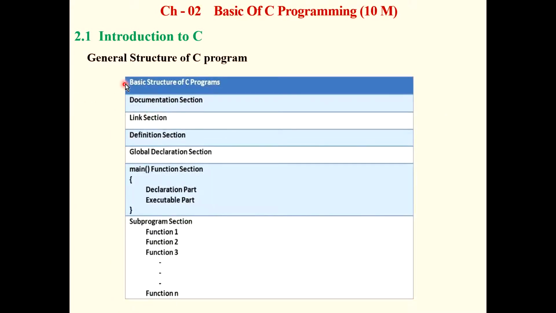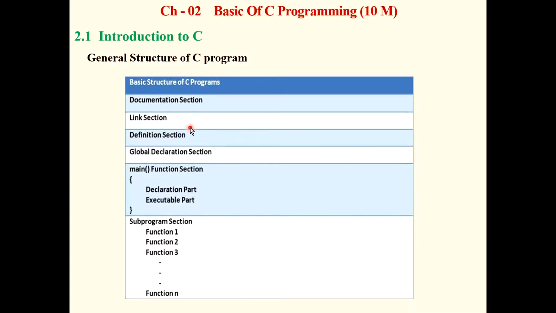Okay, then next we see the general structure of a C program. Okay, how is the structure of a C program? Okay, basic structure of a C program. First is the document section. Okay, in the document section we write the comment. Simply, we write the title of our program. That is not part of your code, it is only a title. Okay, program for addition of two numbers.